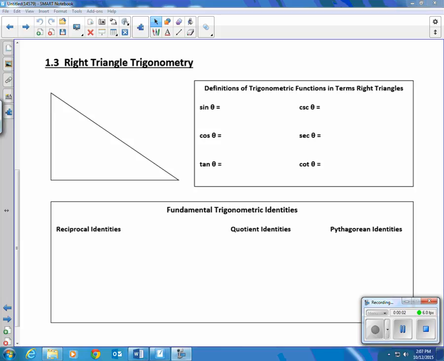Okay, part of this we're going to do today, and part of it we're going to do tomorrow. Today we're going to practice something that you should have done before. This is one of those rare times in trigonometry where this will look somewhat familiar. Right triangle trigonometry means we are not in the unit circle.